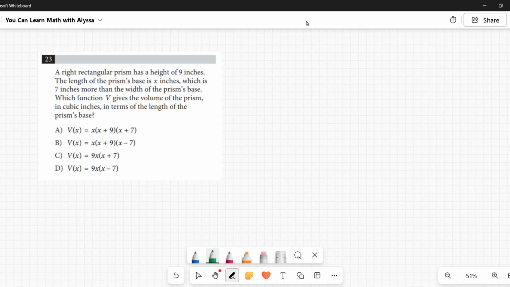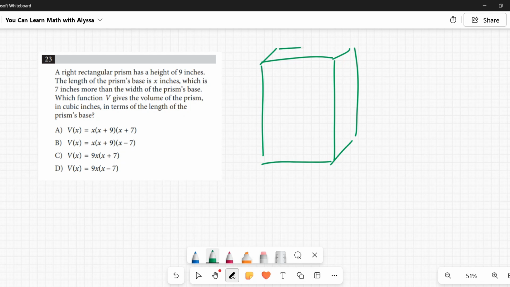Number 23, a right rectangular prism has a height of 9 inches. All right, I'm going to draw a right rectangular prism. When it says a right prism, that just means it's a standard prism, and these sides that are coming down are forming right angles. And up at the top, it's a right angle as well. That's all it means. It's just the standard sort of prism that you've learned about, read about, learned your formulas for. Okay, it has a height of 9 inches.